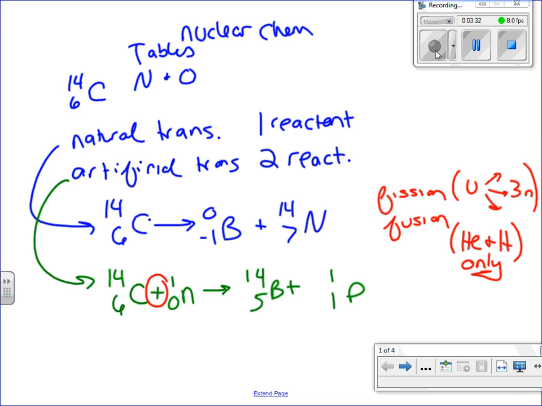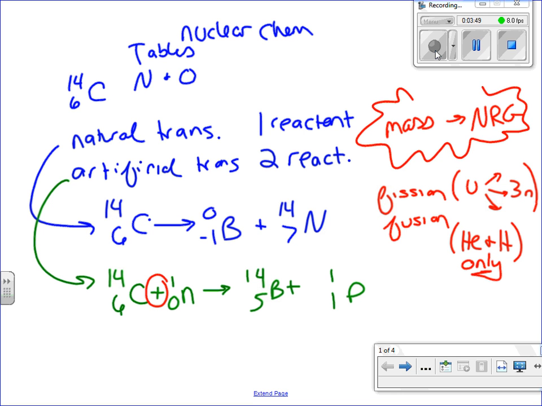Fusion is combining of light nuclei to form heavy ones. Fission is dividing of a heavy unstable nucleus into many different ones. All of these convert mass into energy, and that's why they release so much energy. Okay? That's why nuclear reactors melt down.